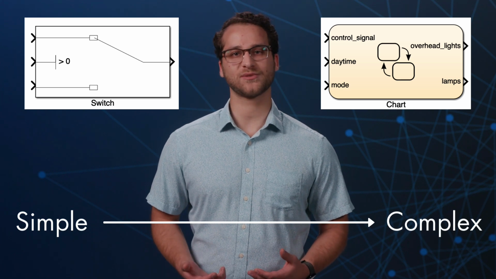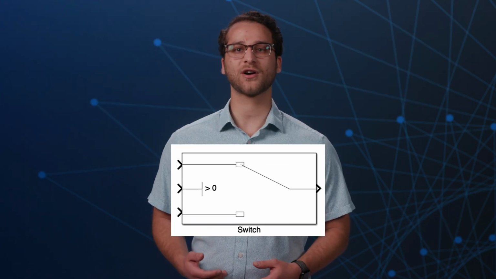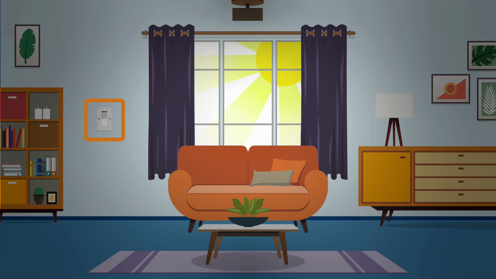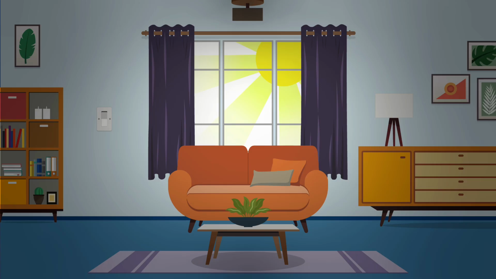Let's start with the most basic form of conditional logic, the switch block. This block works by taking in a control input to toggle between two possible output signals that are provided as inputs. Consider a light switch. The control input is the on-off toggle. When it is flipped to on, the light bulb goes on, and when it is flipped to off, it turns off.